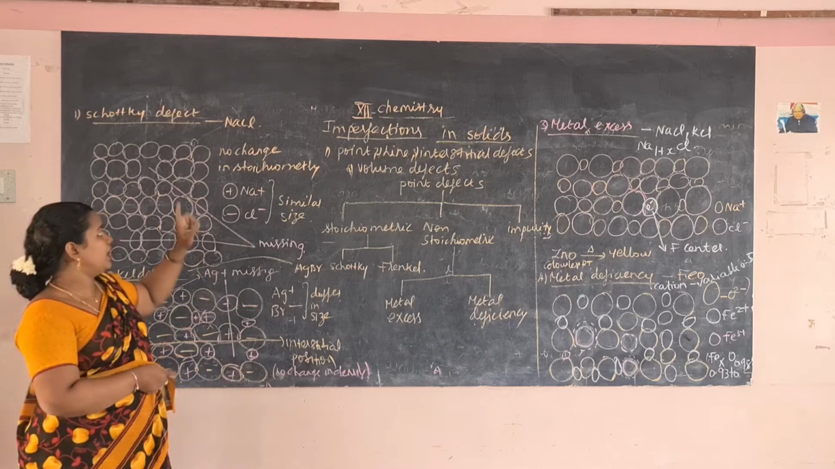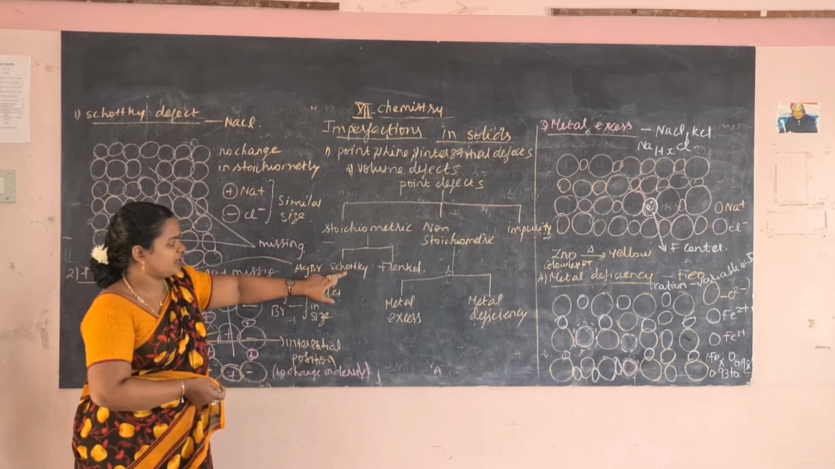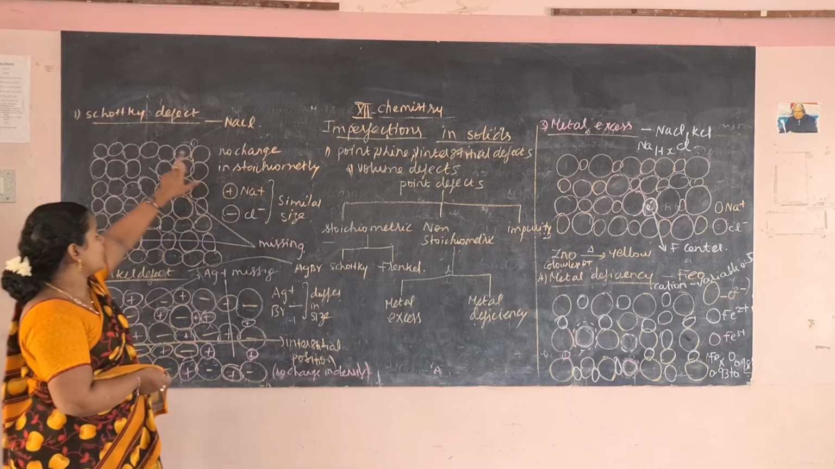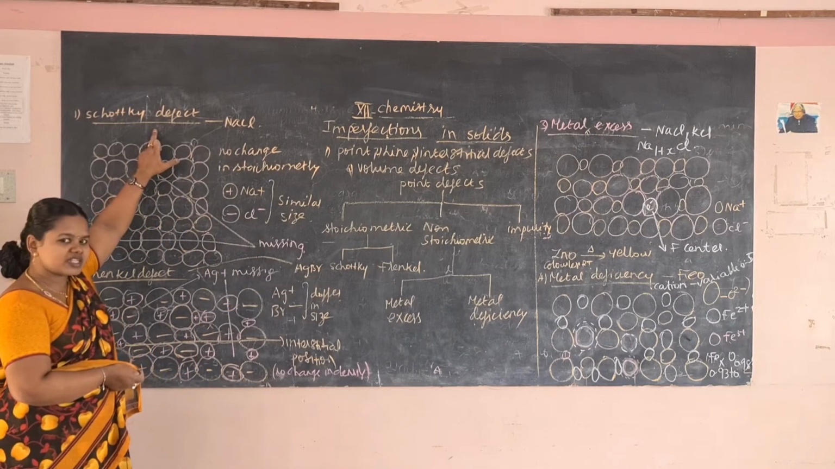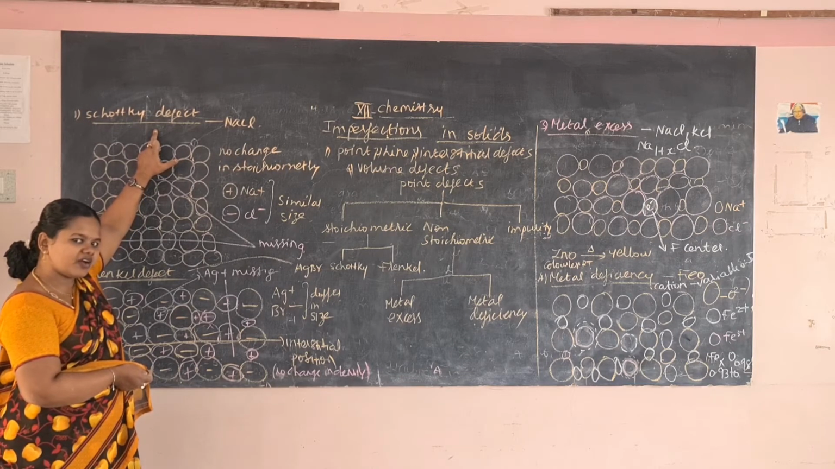First one, Schottky defect. This stoichiometric defect will have this Schottky defect. Schottky defect occurs when there is missing of equal number of Na plus and Cl minus ions, or there is missing of cation and anion.